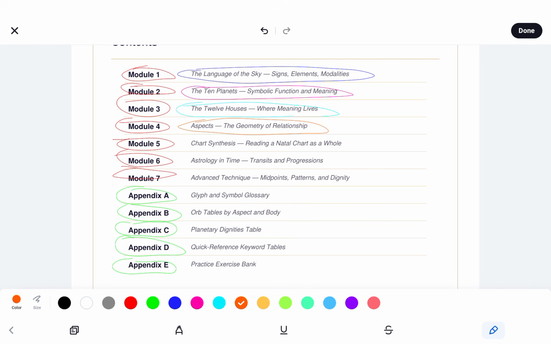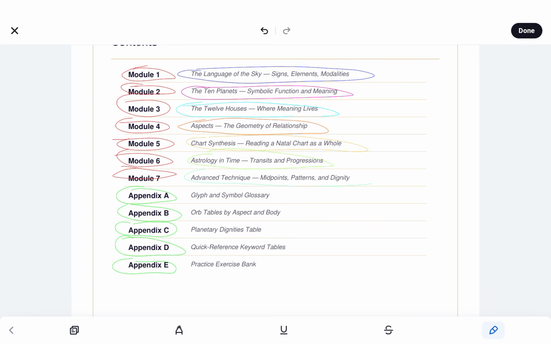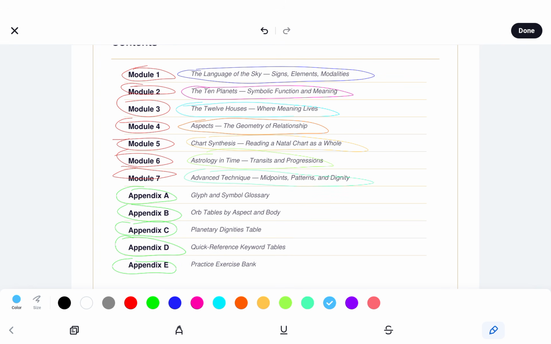Aspects, geometry of relationship. Chart synthesis, reading a natal chart as a whole. Astrology and time, transits and progressions, advanced technique, midpoints, patterns, and dignity. We're going to look at a glyph and symbol glossary, as well as orb tables by aspect and body, planetary dignities table, quick reference keyword tables, and practice exercise bank. There's a lot we are going to get into, so here we go.